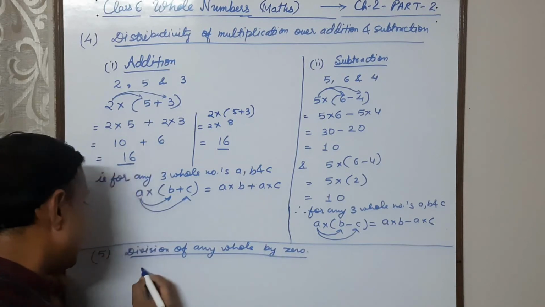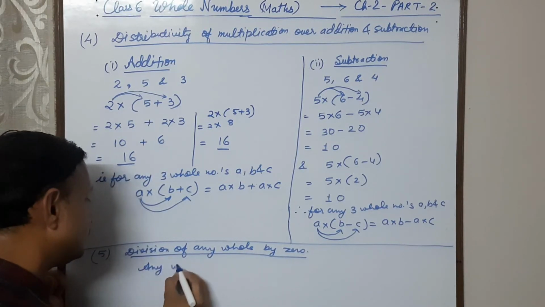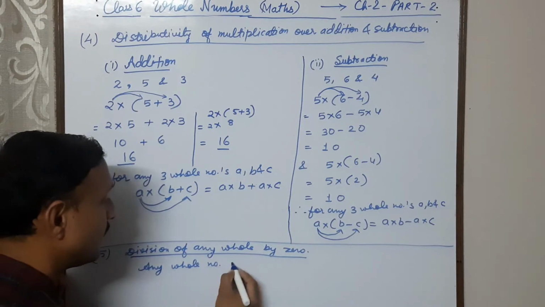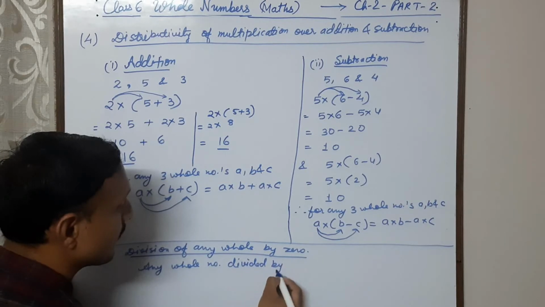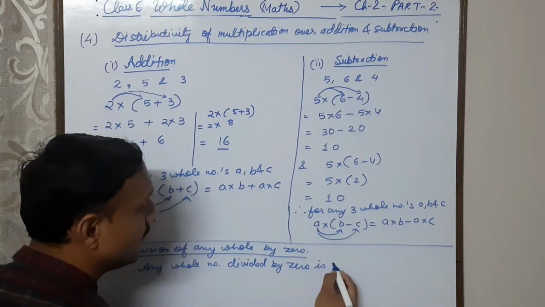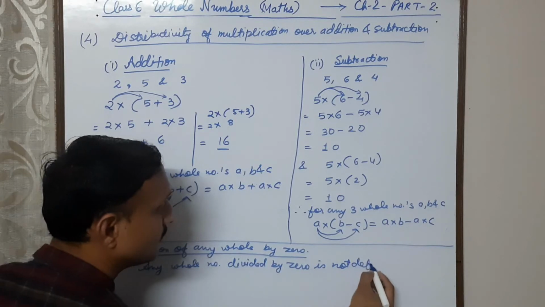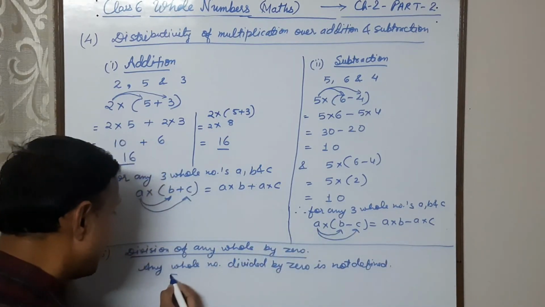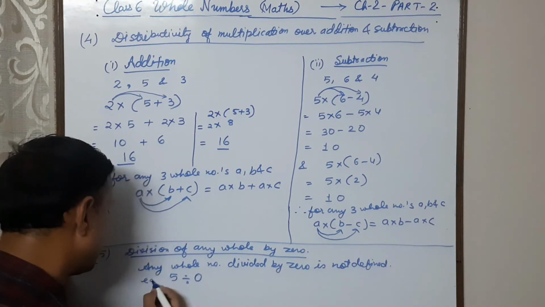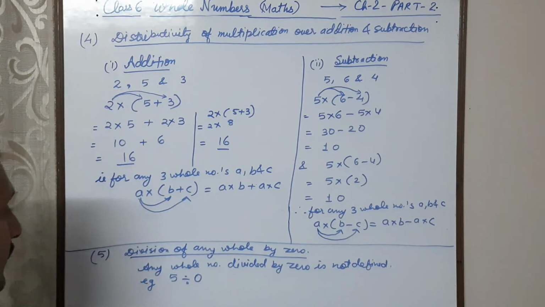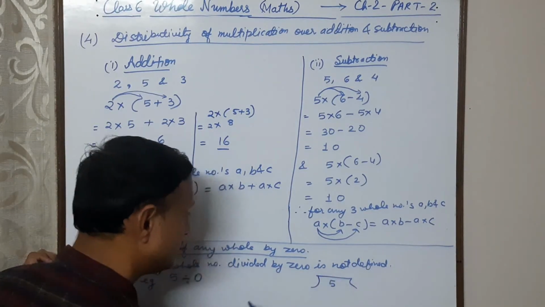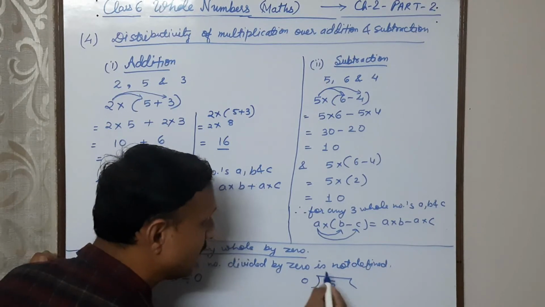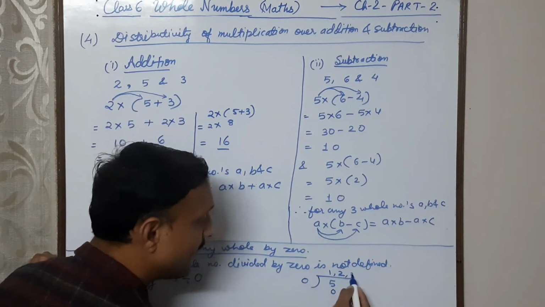Any whole number divided by 0 is undefined, is not defined. Let us see the reason. Let us take an example to illustrate this. 5 divided by 0. We need to divide 5 by 0. So let's divide. 0, what multiplied will get 5? 0 1s are 0. Or if I take 2, again 0. 0 3s are 0.